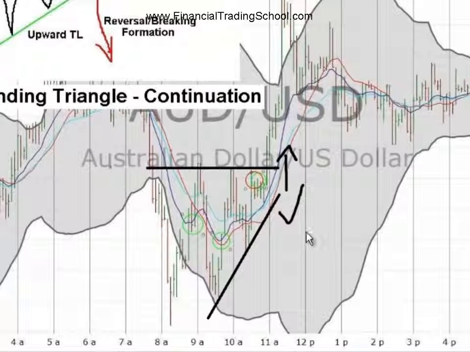The check mark and X's on all of these chart examples means if it's a check mark, that means that's the typical result. If it's an X, that means that's the breaking formation result. So that's how it's going to work for all of the other 14 examples, for a total of 15 examples.